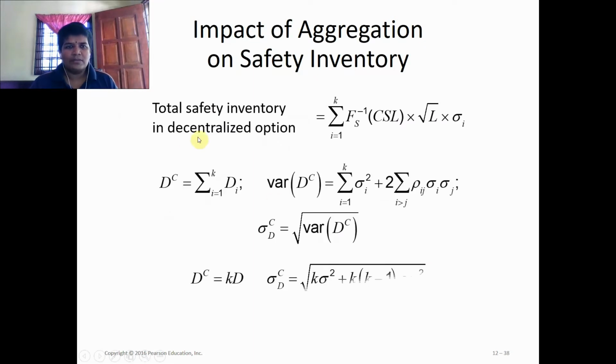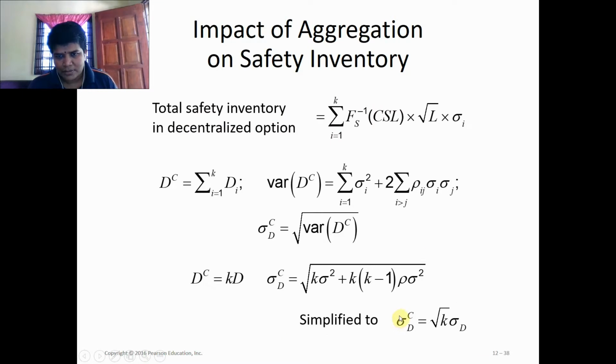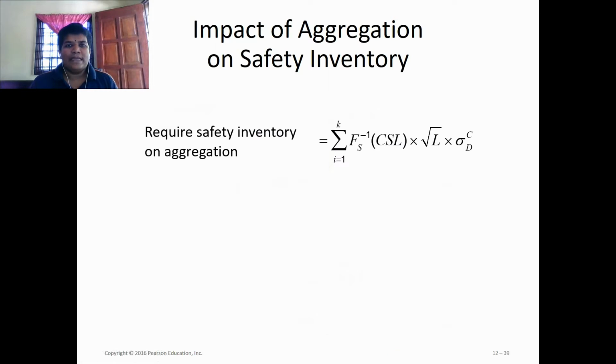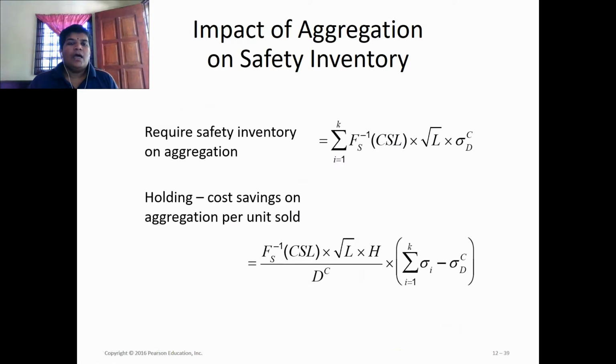These are the formulas. The total safety inventory in the decentralized option is given by this formula, and then this formula is simplified to this. Next, the required safety inventory on aggregation: these are the formulas for the required safety inventory on aggregation, and these are the formulas for the holding cost saving on aggregation per unit.